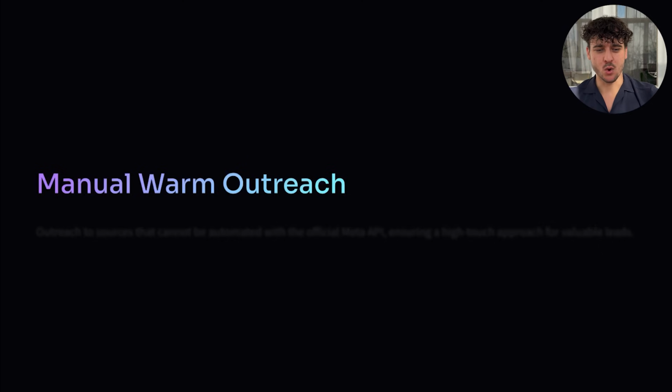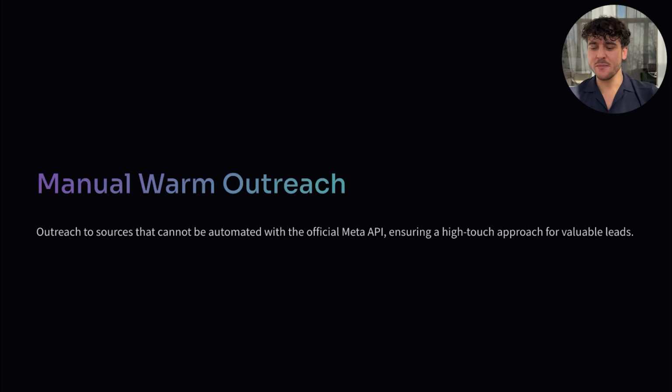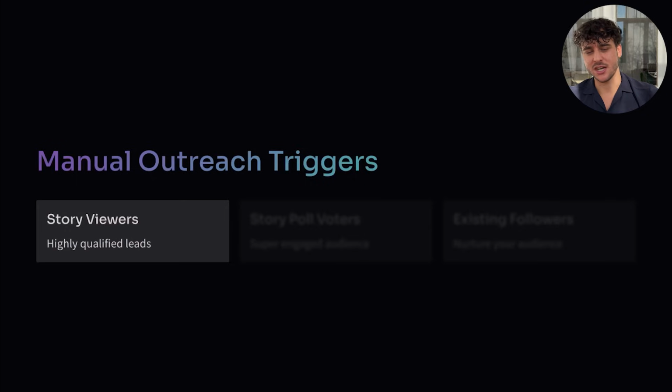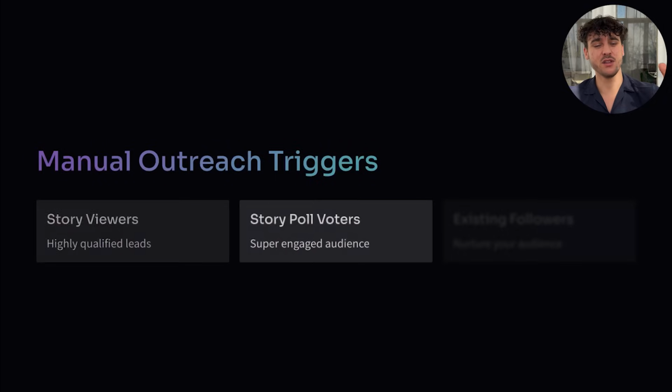The manual warm outreach. Now, this is going to be outreach to sources that cannot be automated using the official Meta API, meaning there is no official endpoint for this, but it does ensure that we reach leads who are incredibly valuable. Now, manual outreach triggers, times when you want to reach out to people manually, are people who view your stories. These will give you a 20 to 30% reply rate, and they're highly qualified leads.